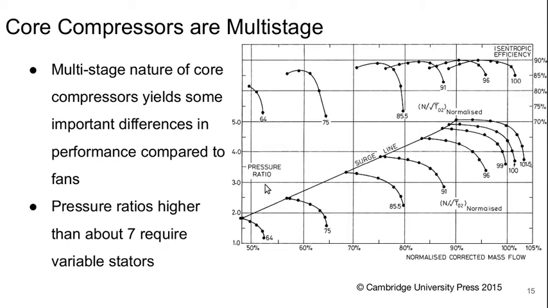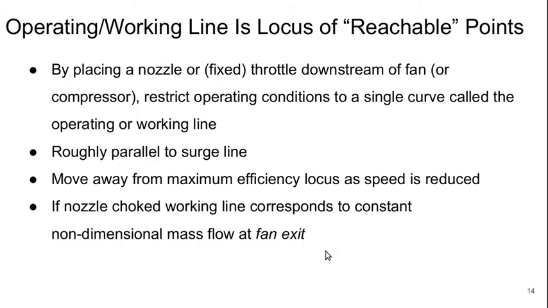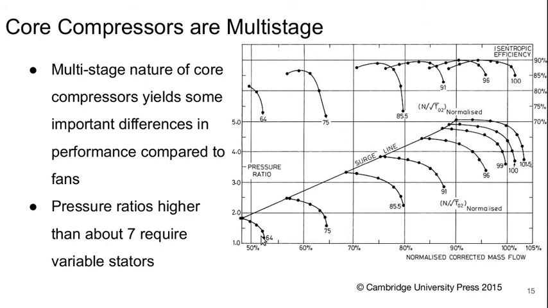So here we see a relatively low pressure ratio multi-stage compressor with a maximum pressure ratio of about 5, and it has the same generic characteristic. But the big thing to notice, if I go back a moment, is here: we went down to 65% speed, and we still had a lot of operating range. Here, at a similar speed, there's very little operating range left between the choke point and the stall point, in terms of the variation of mass flow. So the operating range of multi-stage compressors tends to be much smaller than the operating range of single-stage fans.